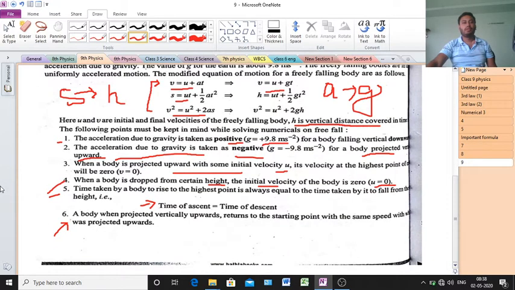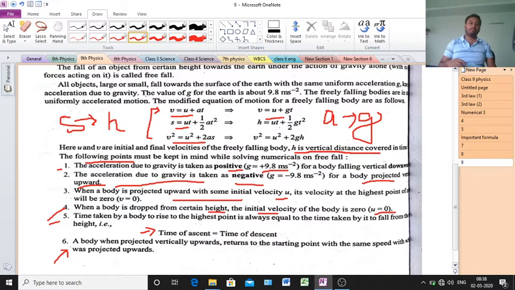Now coming to a few important points. First, when will the value of g be positive? Point number 1: acceleration due to gravity is taken positive, that means the value of g is positive, plus 9.8 meter per second square, for a body falling vertically downward, clear? When a body is falling vertically downward, in that case the value of g will be positive, clear?